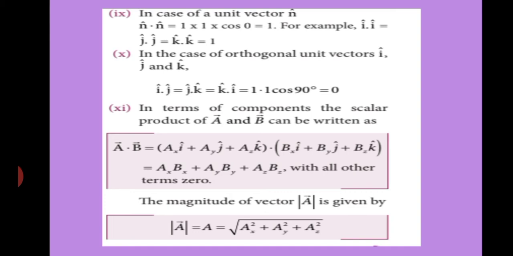Then the 11th point. In terms of components, the scalar product of A vector and B vector can be written as A vector dot B vector is equal to (Ax i cap plus Ay j cap plus Az k cap) dot (Bx i cap plus By j cap plus Bz k cap), which is equal to AxBx plus AyBy plus AzBz, with all other terms 0. The magnitude of A vector is given by modulus of A vector is equal to A, which is equal to the root of Ax square plus Ay square plus Az square.